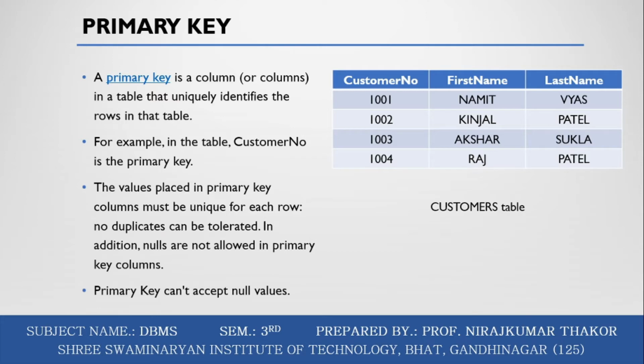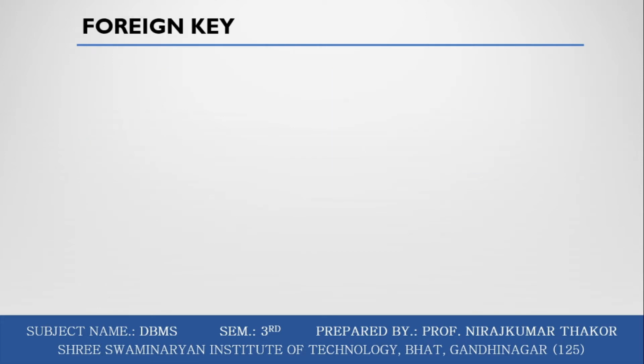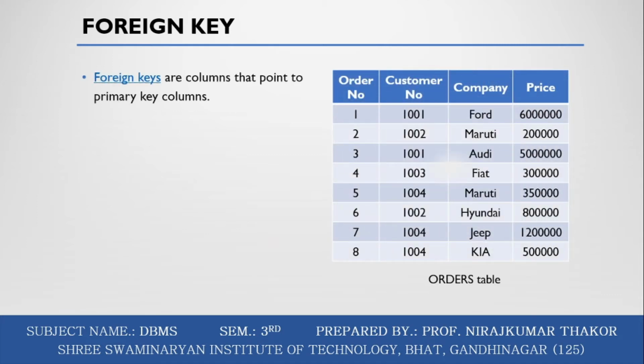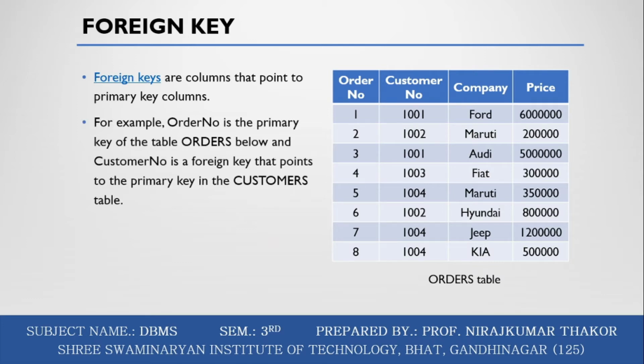The primary key can't accept null values. Now the next is the foreign key. Foreign keys are columns that point to primary key columns. Here we have the order number, customer number, company and price, and the customer number is a foreign key of this table, and this points to the customer table's primary key. For example, order number is the primary key of the orders table, and below, the customer number is a foreign key that points to the primary key in the customer's table.